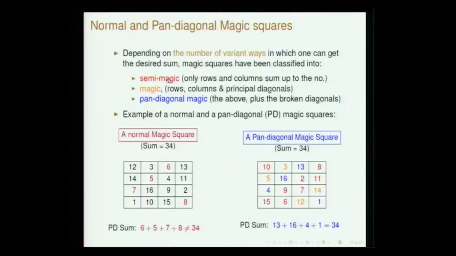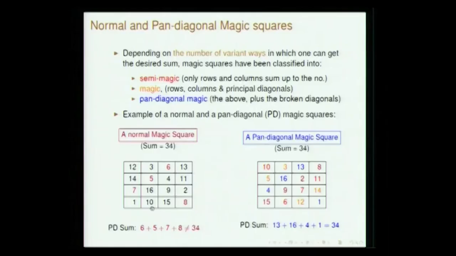So before proceeding further, I would just like to introduce you to certain terminologies. This magic square can be broadly divided into semi-magic, magic and pan diagonal. Semi-magic is one wherein only rows and columns sum up to a given number, not even the diagonals. If the main diagonals also sum up, it is a magic square.